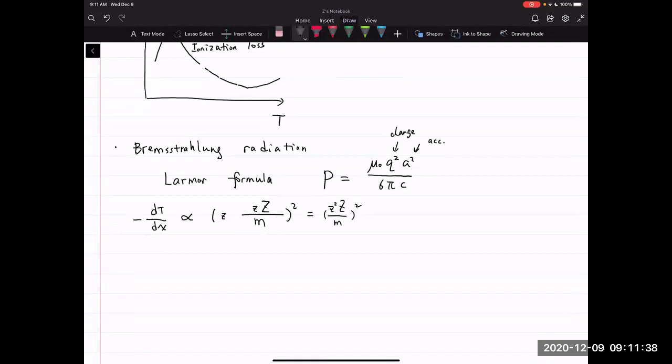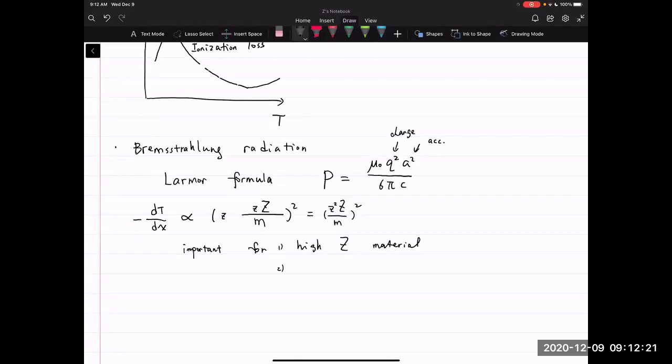If you take a look at the stopping power, we'll see the Bremsstrahlung radiation will be important for high Z material, because the stopping power is proportional to Z squared. So for high Z materials, oftentimes metals, Bremsstrahlung radiation will happen more likely in the metal. That's number one.